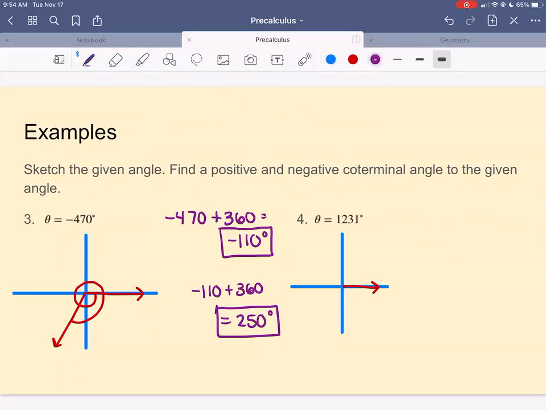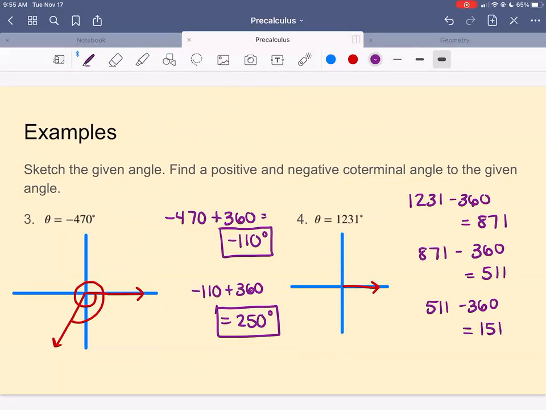So let's do 1231 minus 360 and see what that gives us. That's going to give us 871. That's still bigger than 360. So we're going to do 871 minus 360, which gives us 511, which is still way bigger than 360. So we're going to subtract again, which gives us 151. Now, finally, we have something that's between 0 and 360.